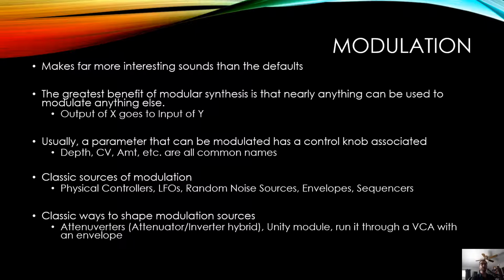Modulation is a classic way to shape sounds, but there's also a classic way to shape modulation sources, which are using attenuverters, which are a hybrid module that includes an attenuator and an inverter, unity modules, which sum different signals together, or you can run a modulation signal through a VCA and use an envelope to control it, and then send the output to modulate something else. That way you can pulse things and get really cool timing effects. It's fun.